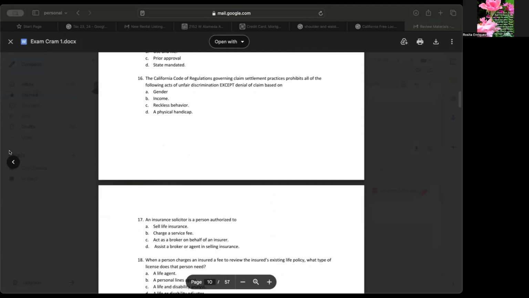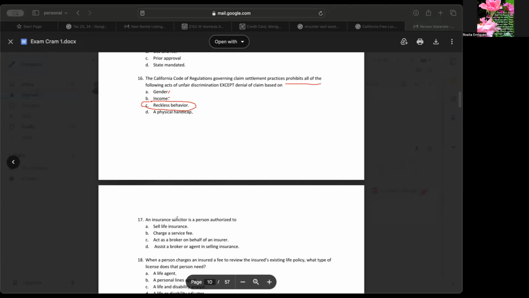Number 16. The California Code of Regulations governing claim settlement practices prohibits all of the following acts of unfair discrimination, except denial of claim based on... the answer is reckless behavior. So it will prohibit gender, income, physical handicap, but not reckless behavior. So we can deny claims based on reckless behavior.